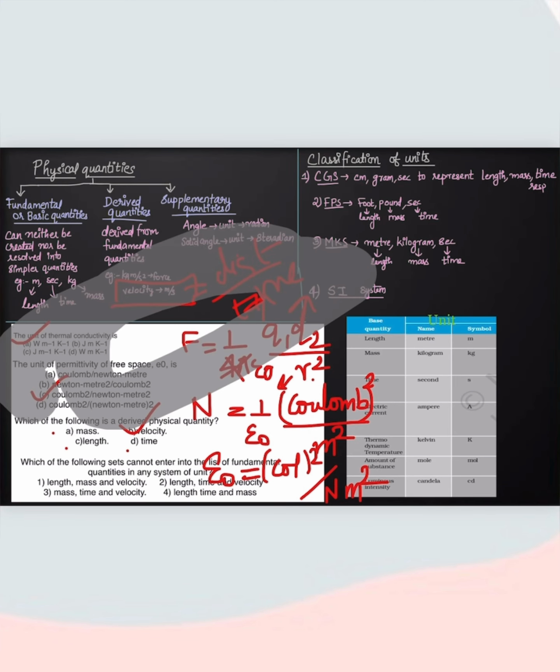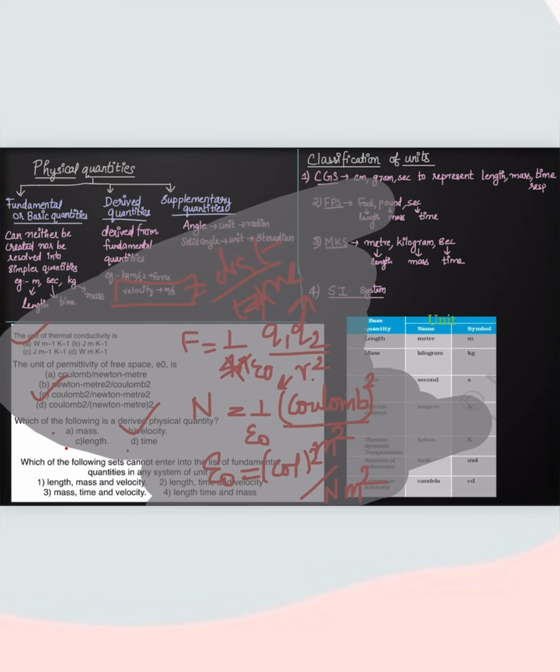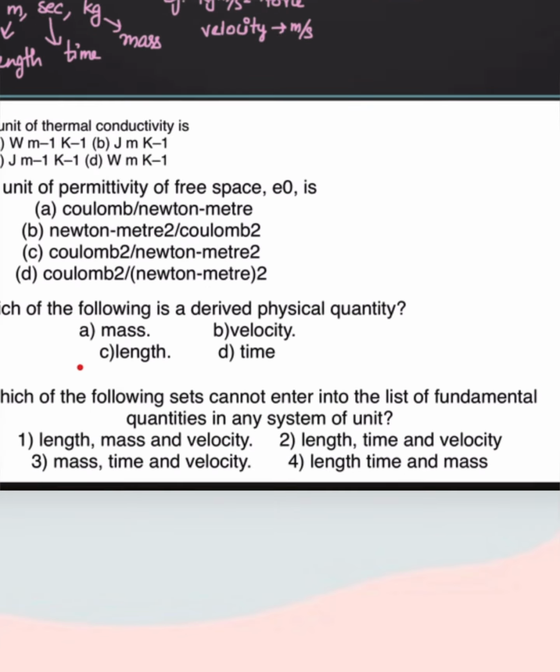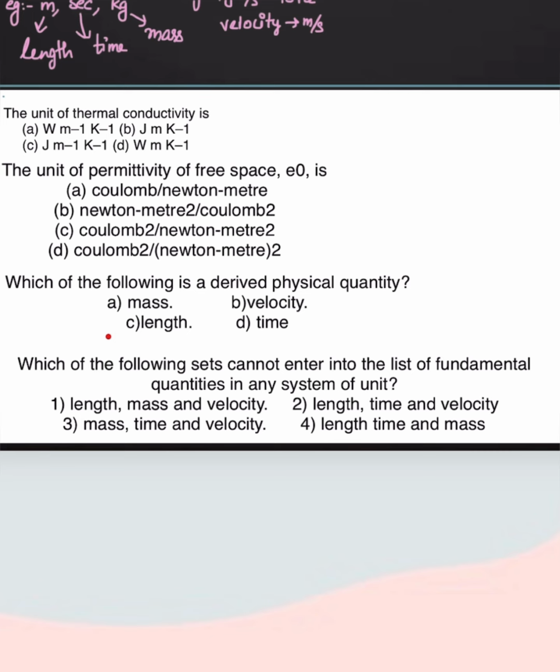Then the next question is a very important question. Which of the following sets cannot enter into the list of fundamental quantities? We have studied that a fundamental quantity cannot be derived, right? It cannot be created or destroyed. So in the first option, length, mass and velocity. Velocity can be derived from length and time, but not from length and mass. So this is not the option.